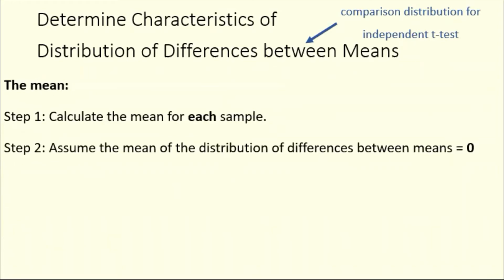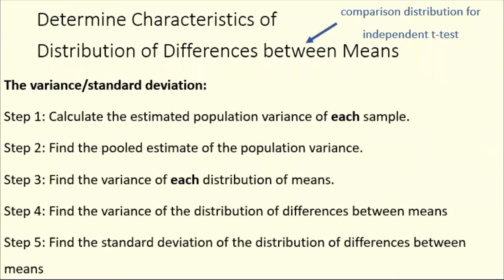We also have to find our mean. So we're going to calculate the mean for each sample, and we're going to assume the mean of the distribution of differences between means is 0. And this should sound kind of familiar. This is similar to what we did in the dependent t-test. And again, this is really just because the main idea here is that that comparison distribution assumes that our null hypothesis is correct, which means that there is no effect of, in this case, the smoking therapy. And that means that there's no difference. Once we get the difference, that difference should be 0. And so we're going to assume that this distribution, our comparison distribution mean is 0.